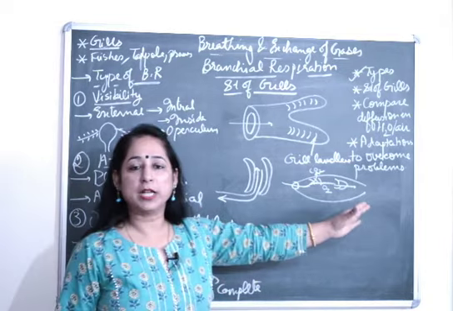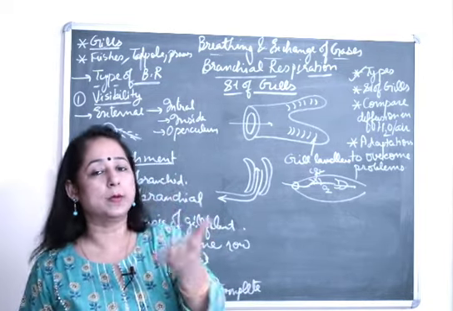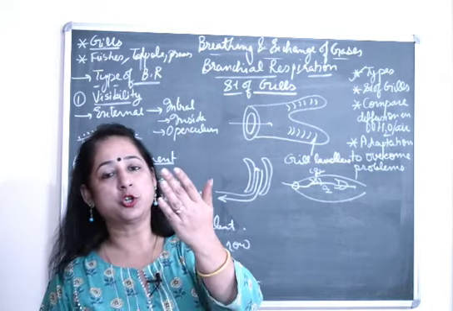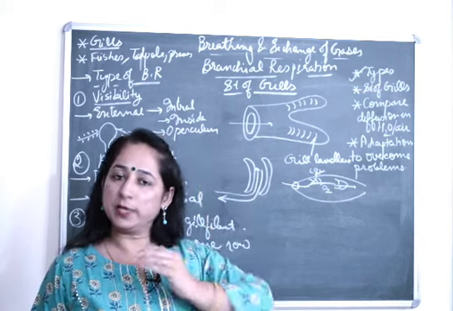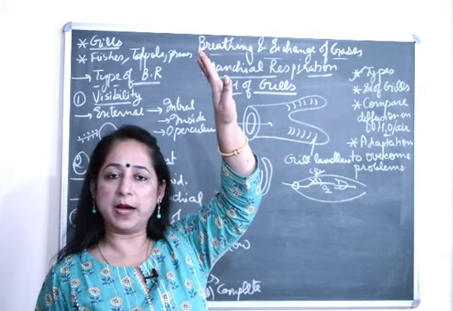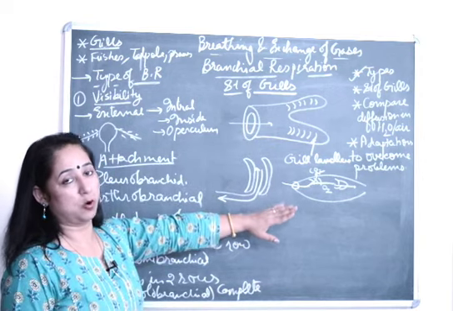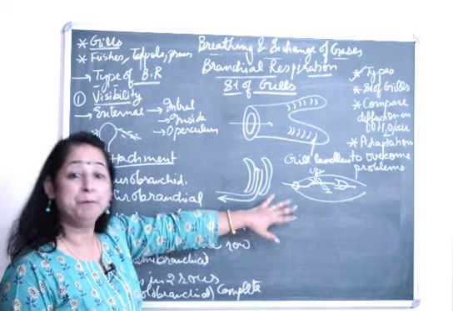It's just a hypothetical diagram to tell you the sequence and how it happens. Water moves inside and washes over the gills. Whatever oxygen is dissolved is taken into the blood, and carbon dioxide goes out, and then water is passed in. So this is how respiration takes place via gills.